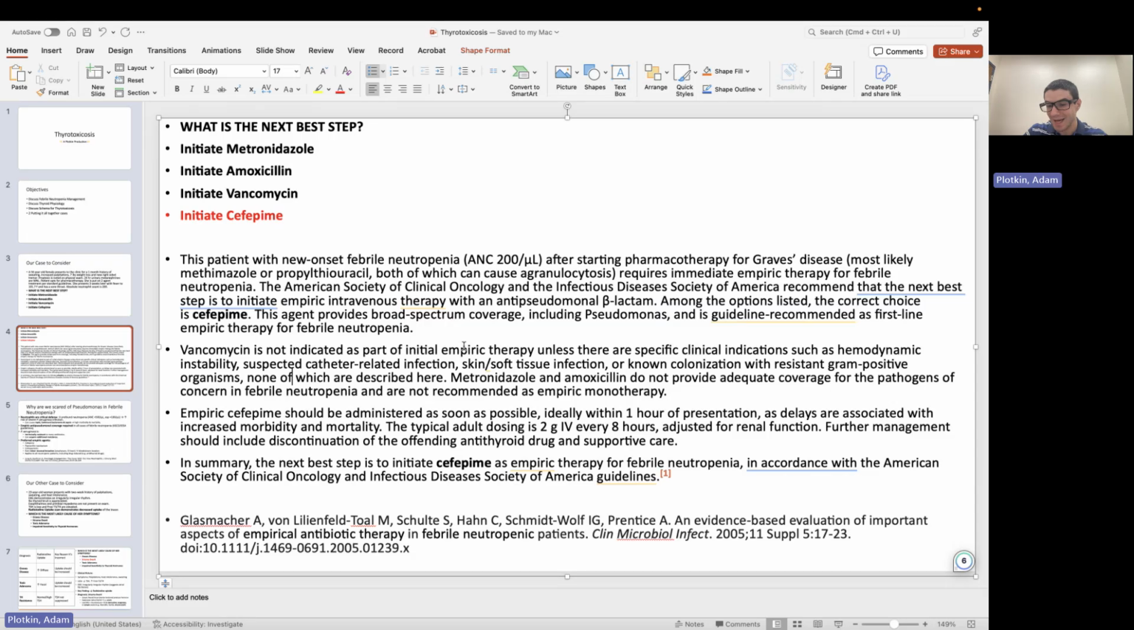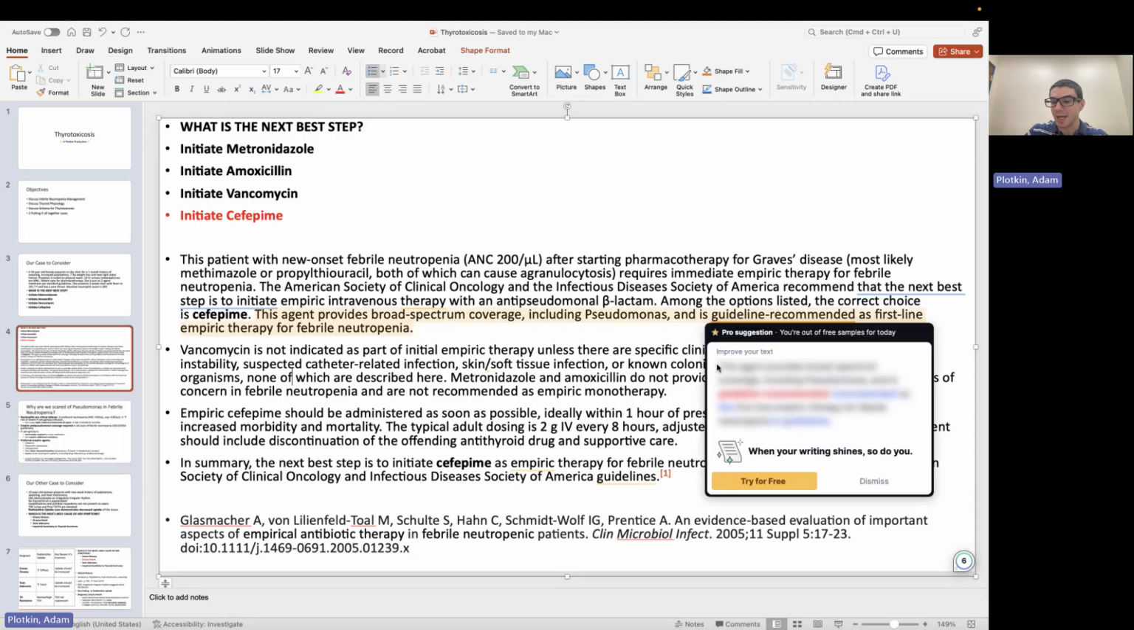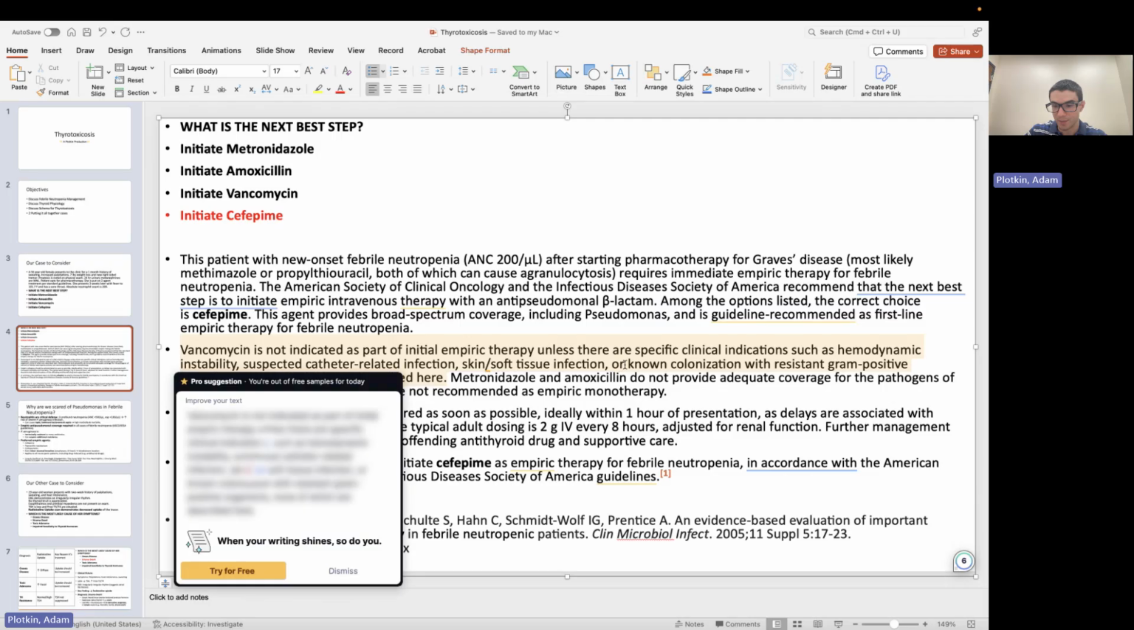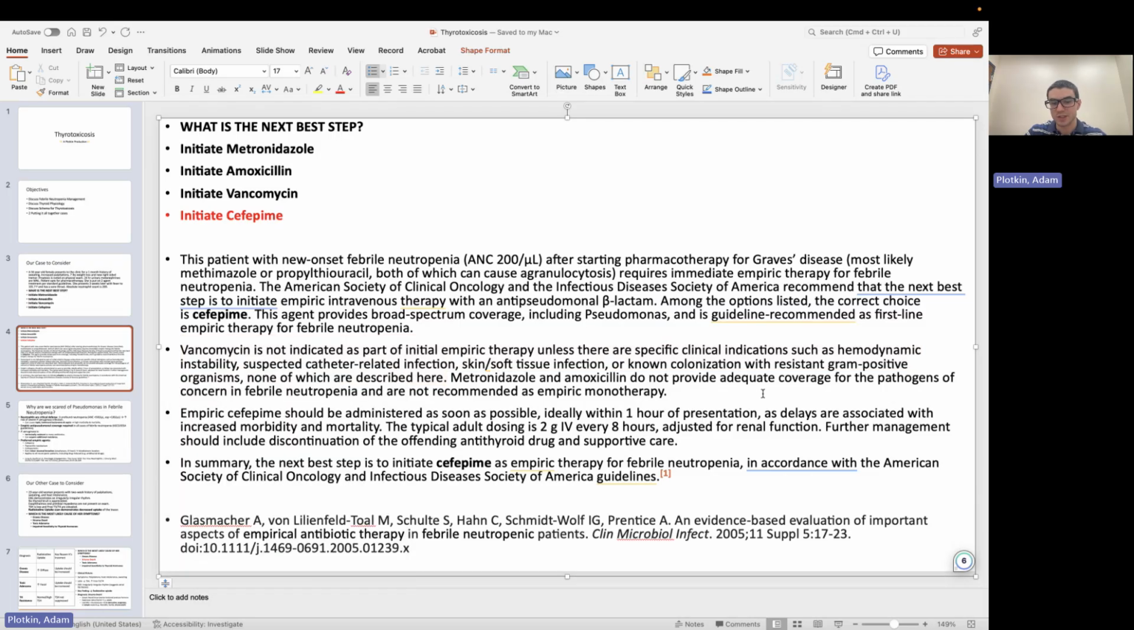Vanco, again, is not indicated as part of that empiric therapy unless there are specific clinical indications, such as hemodynamic instability, not seen here, suspected catheter-related infection, a skin or soft tissue infection, or known colonization with resistant gram-positive organisms, none of which were described in my case, right? Vanco would be covering for MRSA, but I didn't give you anything like a skin or soft tissue infection, a catheter, or known colonization with resistant gram-positives. Metro, again, is anaerobic. Amoxicillin would not cover for Pseudomonas.